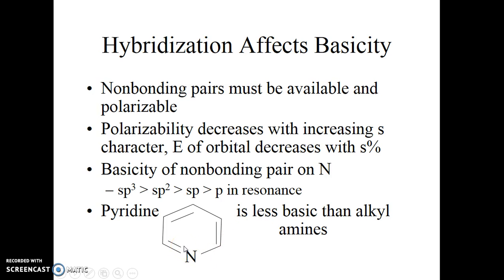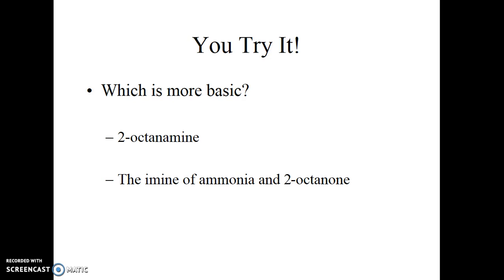So for example, we look at pyridine. Notice this nitrogen has a non-bonding pair on it that's unwritten. 1, 2, 3 areas of electron density, so this is an sp2 nitrogen. That means its non-bonding pair is in an sp2 orbital, and so it's less basic than an alkylamine, which is sp3. You try it. Which is more basic, 2-octanamine or the imine of ammonia and 2-octanone?